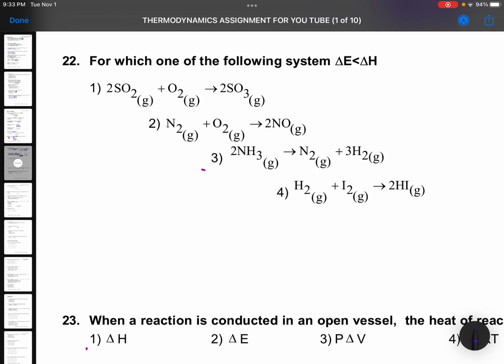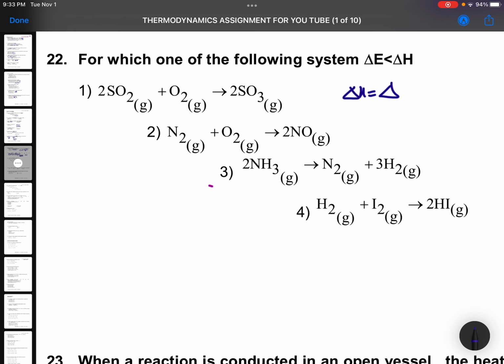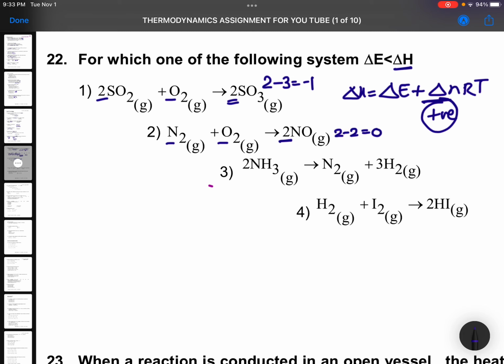For which one of the following is delta H greater than delta E? Delta H is equal to delta E plus delta nRT. Now what is it saying? Delta H should be greater, which means delta n must be positive. In which case is delta n positive? Here the moles of reactants are 2 and products are 2 and 1, so minus 1. N2 plus O2, 2 moles, 2NO, 2 moles: 2 minus 2 is equal to 0. I am writing delta n for each. Here 2 moles and here 4 moles: 4 moles of products minus 2 moles of reactants, a positive value. So this is your answer.